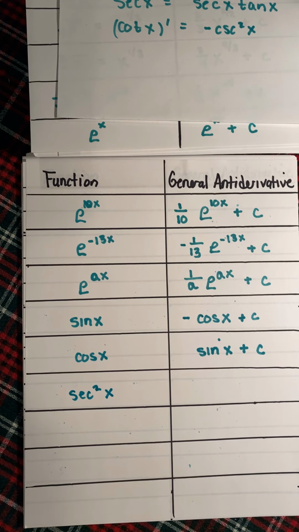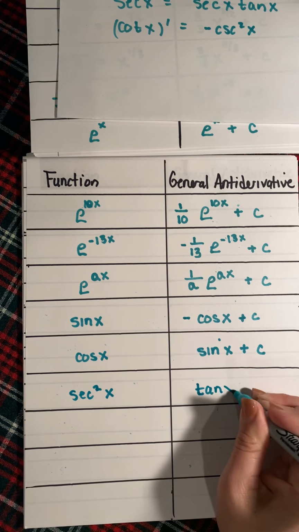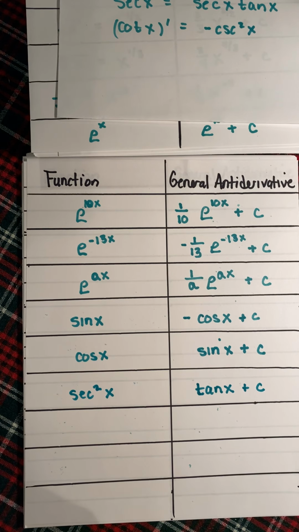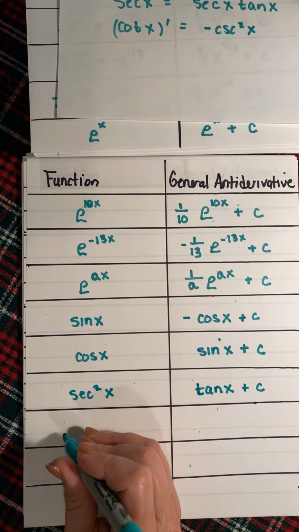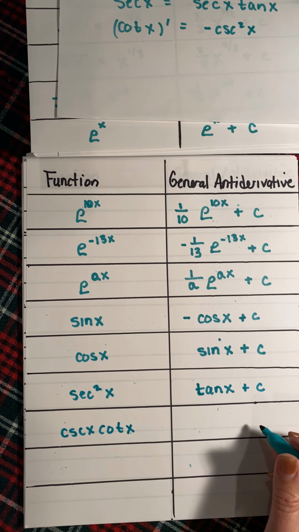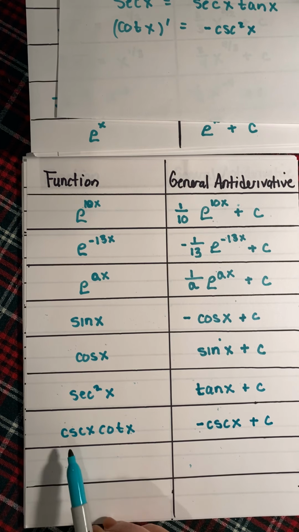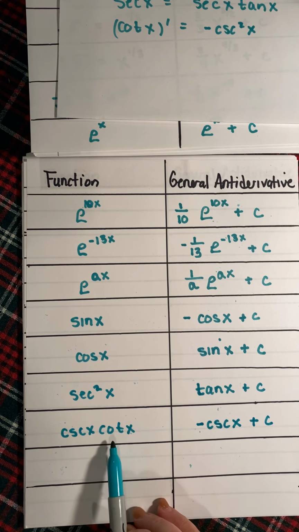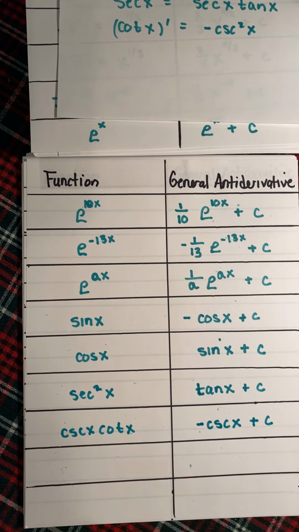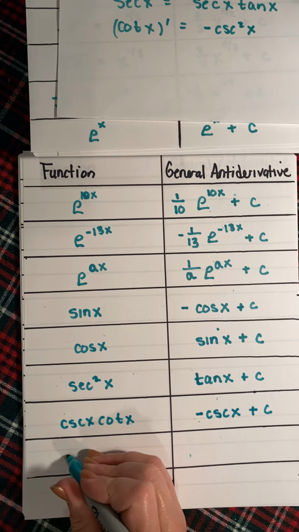Walking right down that list, if the derivative of the tangent of x is secant squared, then the antiderivative of secant squared is the tangent plus any constant, because we're talking about general antiderivatives. And then we know the derivative of the cosecant is the negative cosecant cotangent. So the antiderivative of cosecant cotangent, well, what function's derivative gives me cosecant x cotangent x? Well, the negative cosecant would, plus c.